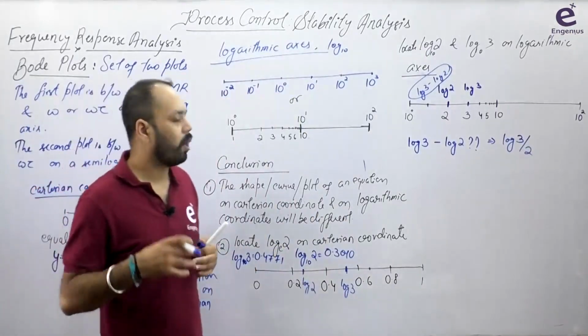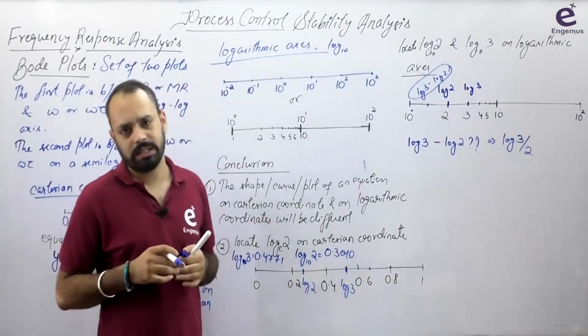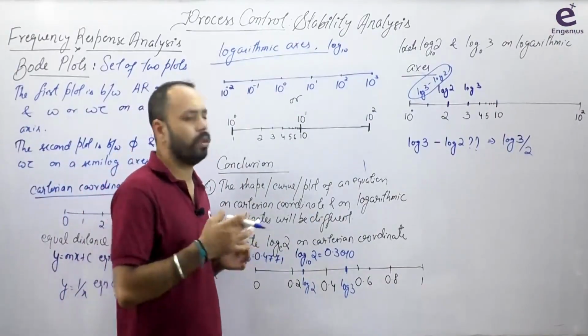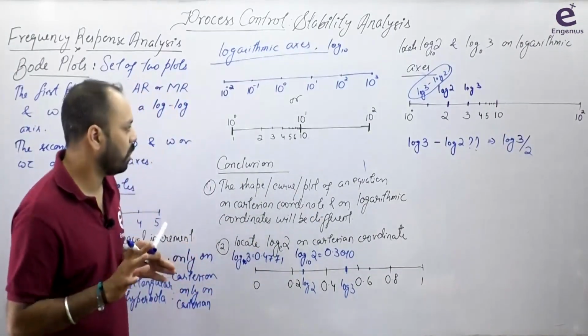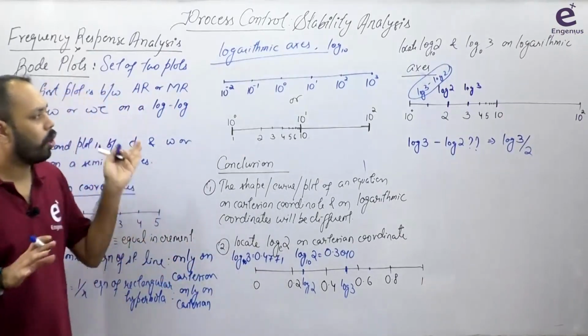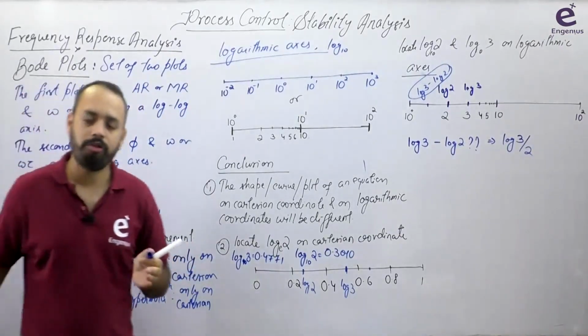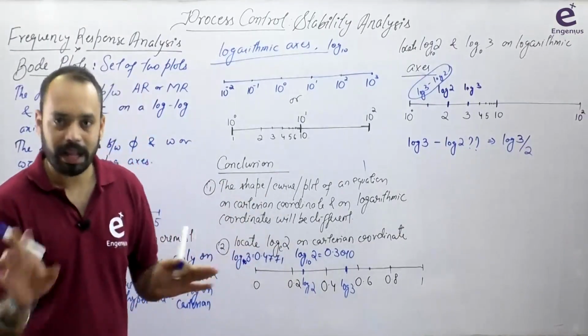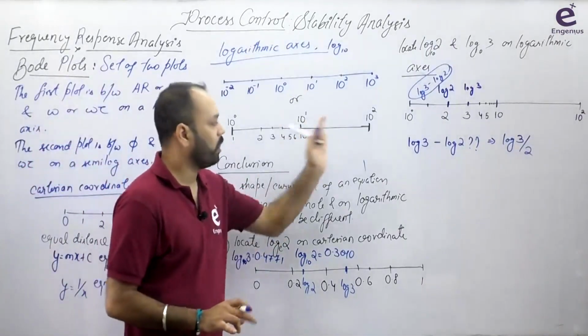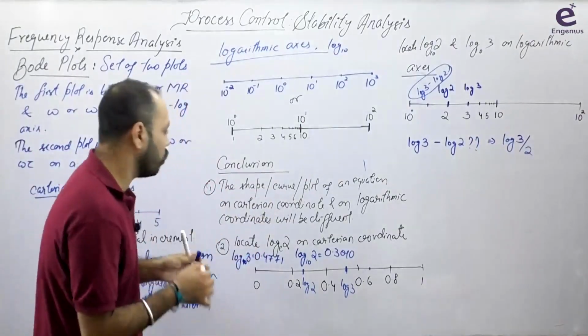And log 10 becomes 10, log 100 becomes 100, on the logarithmic axis. I'm sorry, I think I said Cartesian axis earlier. So in the logarithmic axis, the effect of log is already incorporated. So you do not have to take the log, and that is why log 1 remains 1 here. Right? That was the second conclusion.